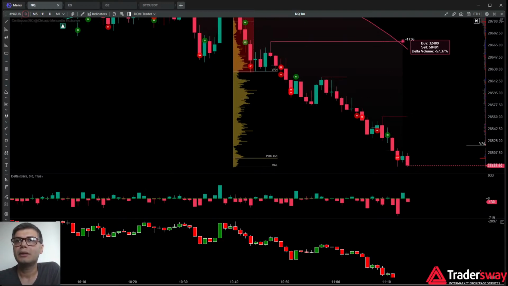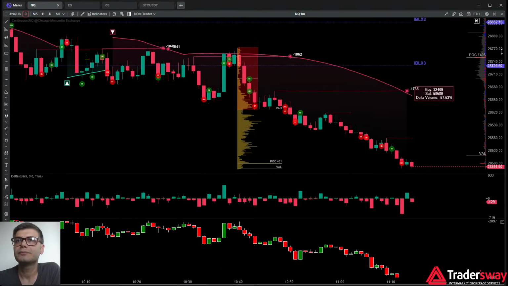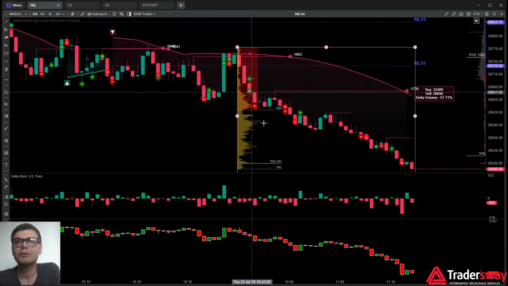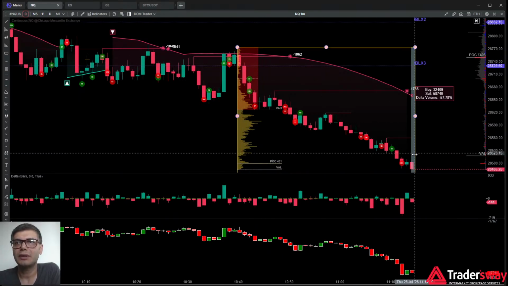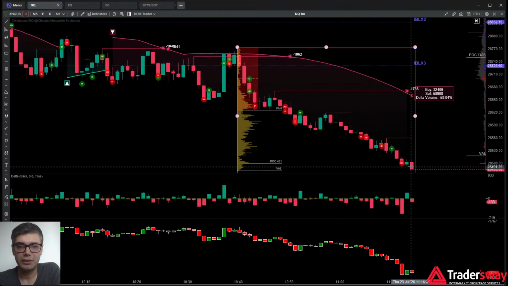So on NQ, the POC from this pivot high to this pivot low has changed here. Let's see if we get a bounce. If we get a bounce, I might enter a small contract over there.